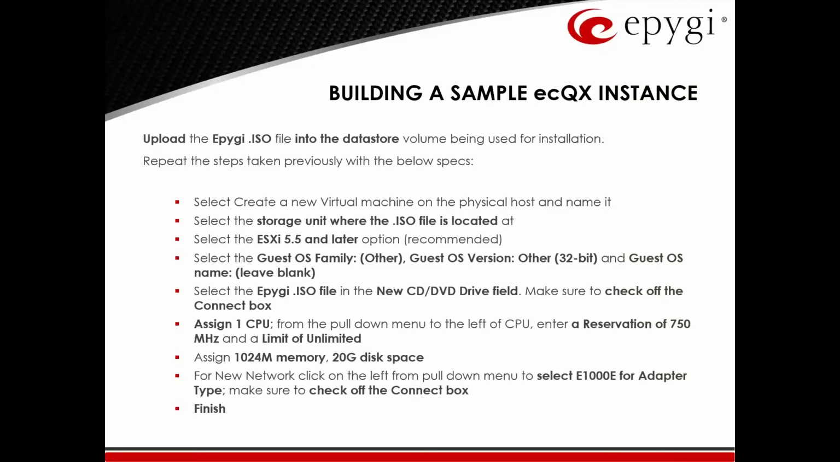Select the storage unit where the ISO file is located. Select the ESXi 5.5 and later option, our recommended option. Select the guest OS family, other, guest OS version, other 32-bit, guest OS name, leave that blank. Select the Epygi ISO file in the new CD/DVD drive field. Make sure to check the connect box.